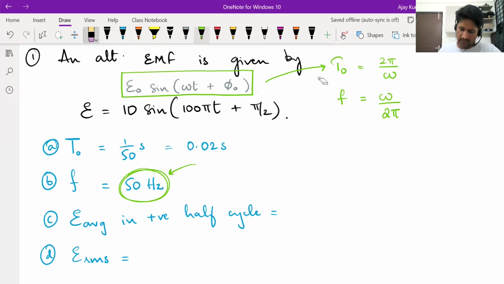Okay, next, average EMF in the positive half cycle. Isha, can you answer? Pradyun, can you answer?